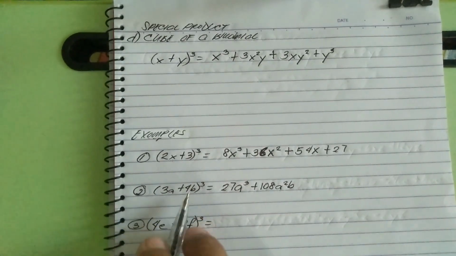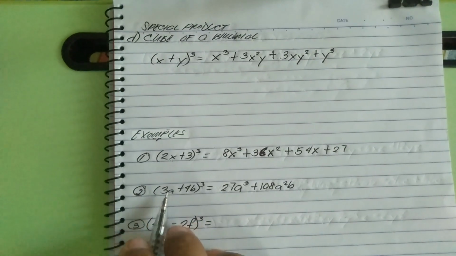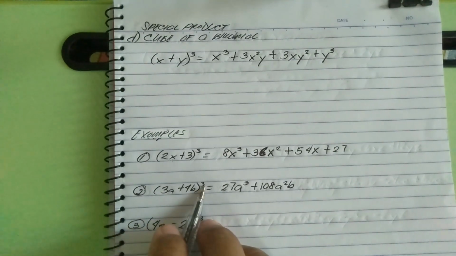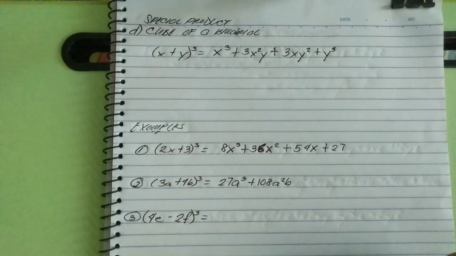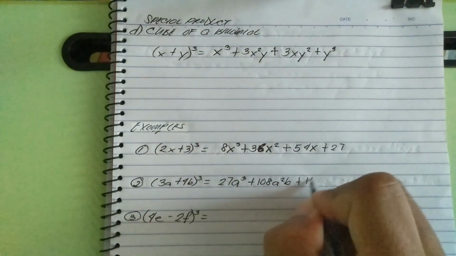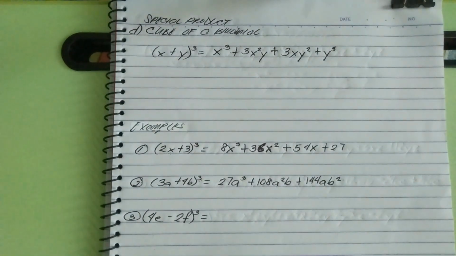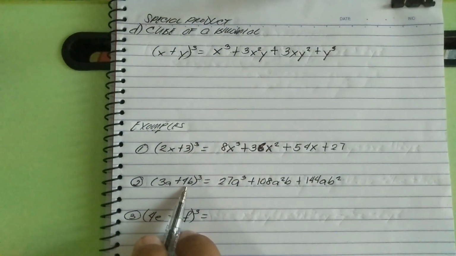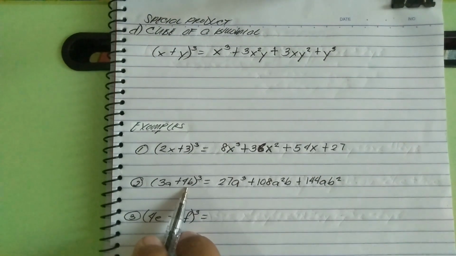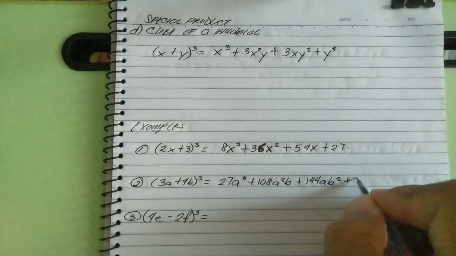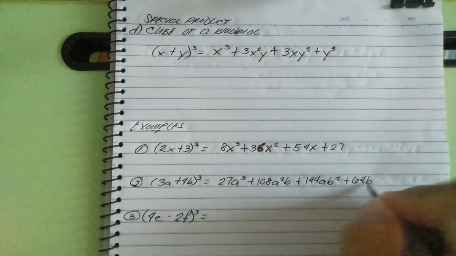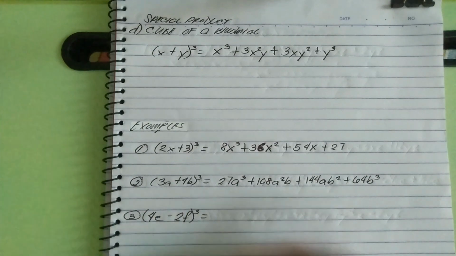Square the second term, 4b squared, so magiging 16b squared times 3a times 3. The answer is plus 144ab squared. And then the last one, cube the last term. So we have 4b cubed, plus 64b cubed. That's the answer.